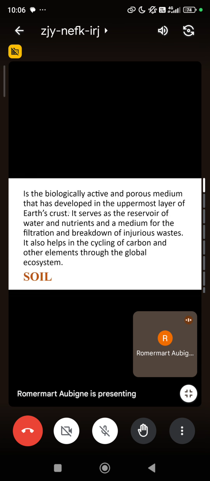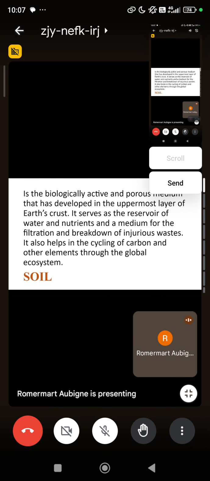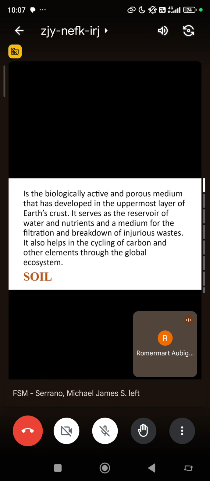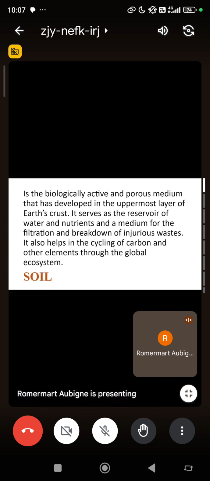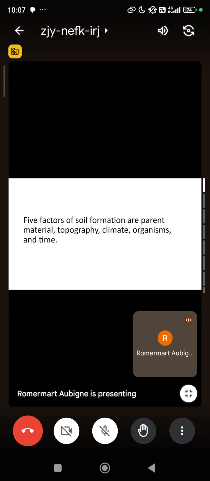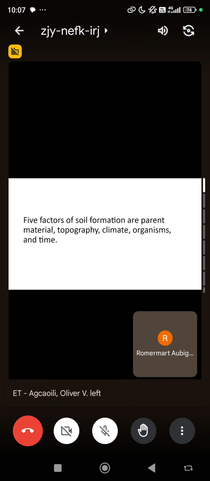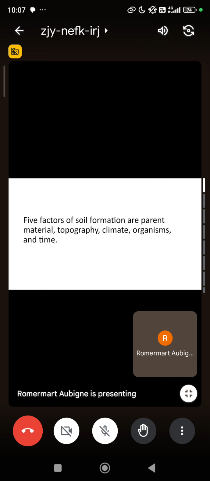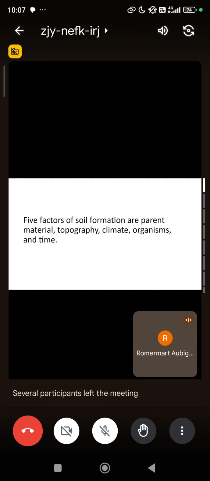Okay. Next. Soil is the biologically active and porous medium that was developed in the uppermost layer of Earth's crust. It serves as the reservoir of water and nutrients and a medium for the filtration and breakdown of injurious soil. It also has industrial elements to contribute to ecosystem. 5 factors of soil formation. First is the parent material, topography, climate, organism, and time. Ito po yung ating 5 factors for the soil formation.